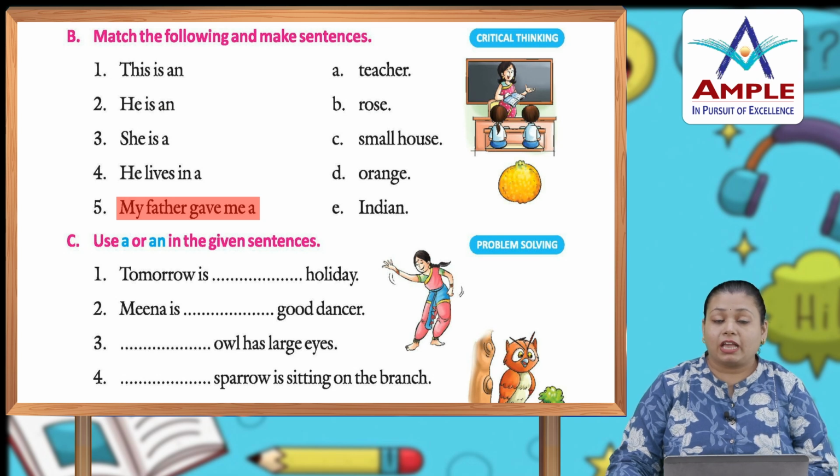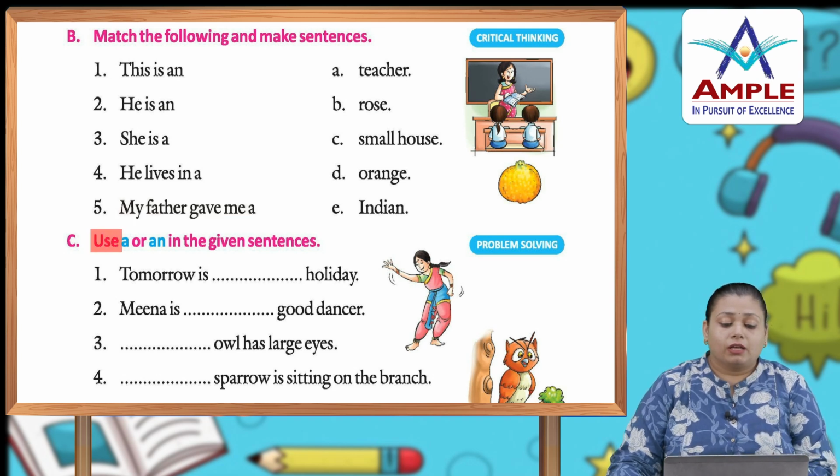Here you can see A in all three sentences, and we write A when there is a word that starts with a consonant letter. So teacher, rose, small house, these words start with consonant letters.